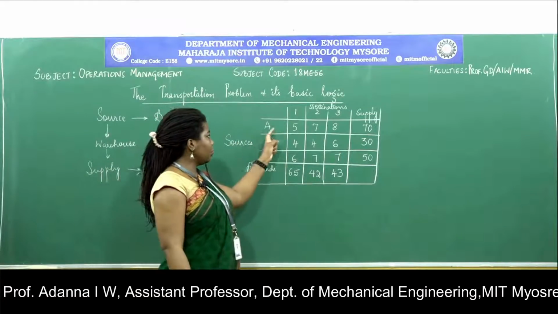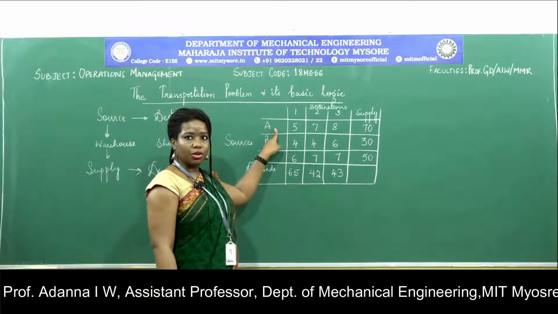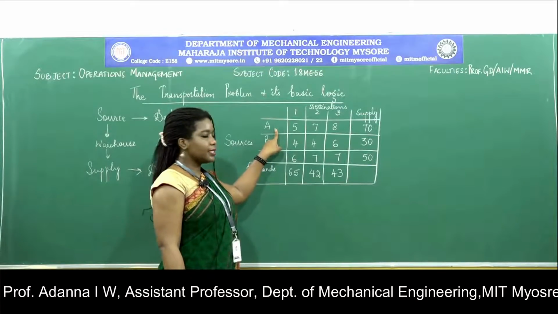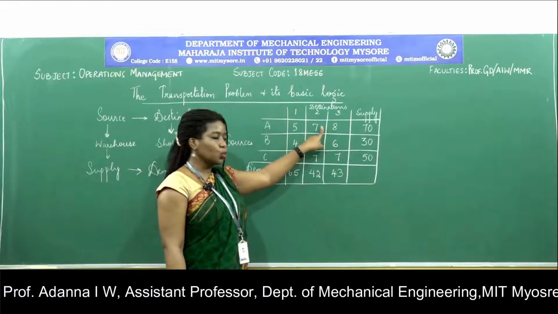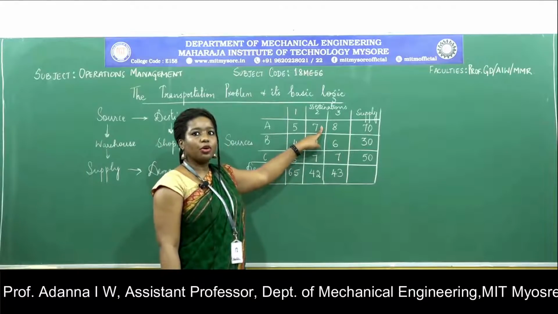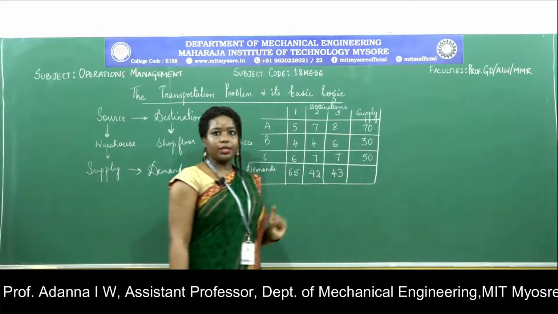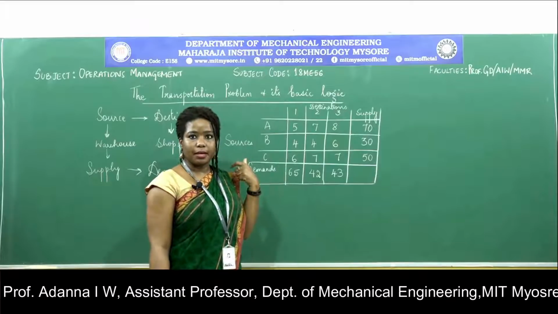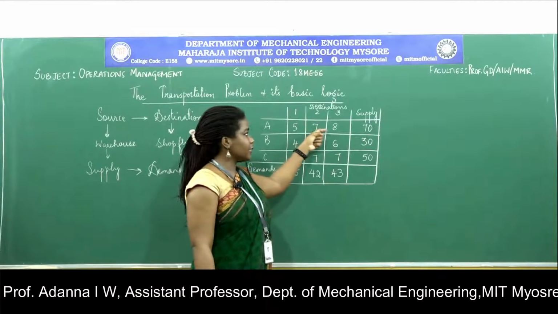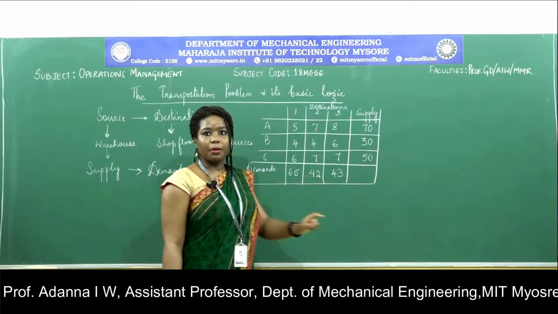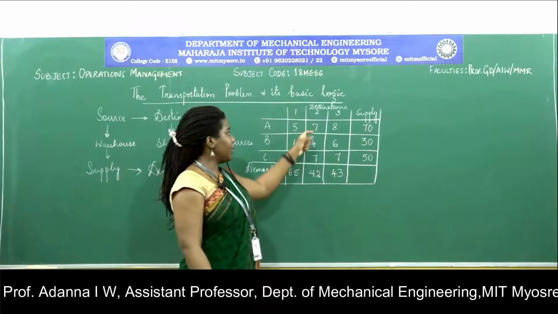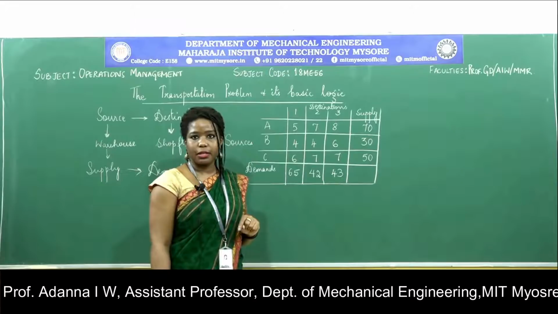It simply means that for me to move any amount of units from source A to destination 2, for example, I am going to pay 7 rupees per unit. I have 70 units here. I am going to take out something from the 70 units and send it to destination 2. Whatever amount I take out, per unit, I will pay 7 rupees. That is the meaning of this matrix.